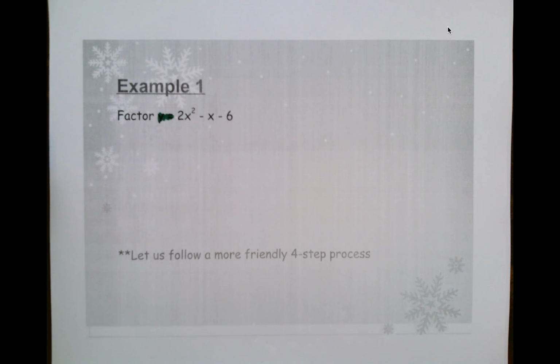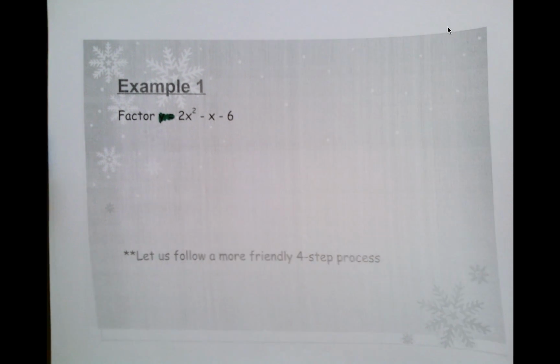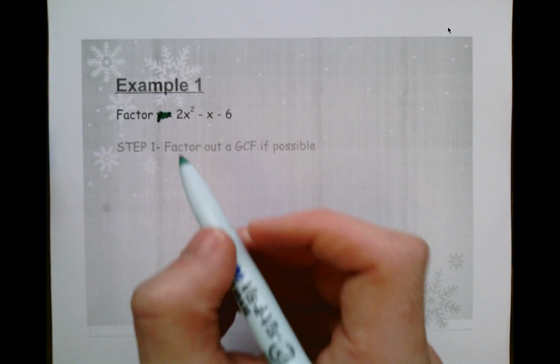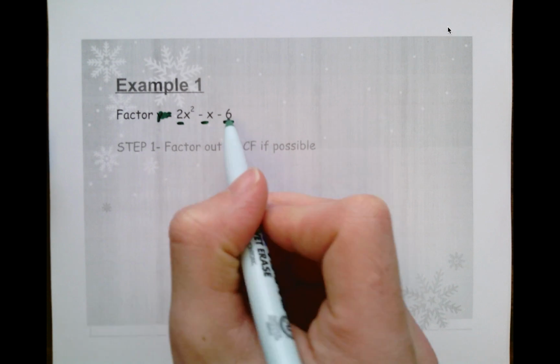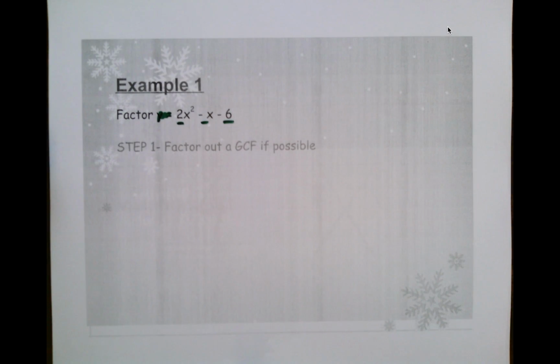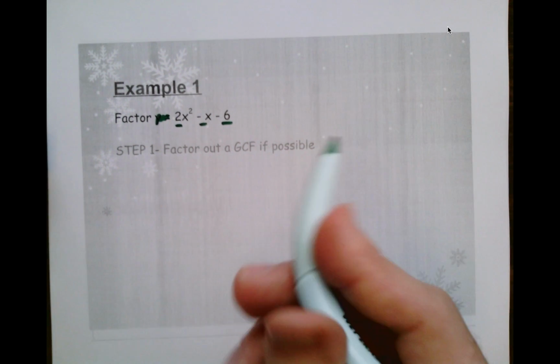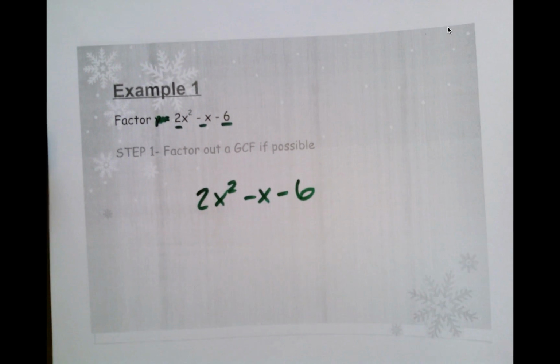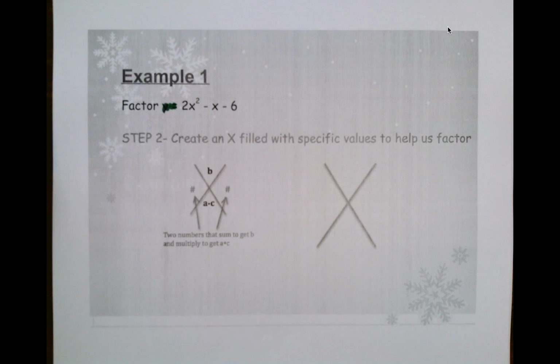Now, we're going to go through a lot of the same four-step process that we had done before. So the first thing, and no matter what, you should always look for some kind of greatest common factor first, or some GCF, something that is shared throughout every term here. And if I look at all three of these, 2, negative 1, negative 6, nothing is shared, and there's not an x term to be shared amongst all three of these terms. So 2x squared minus x minus 6, there's no GCF that we can remove. So we can move on to step 2.